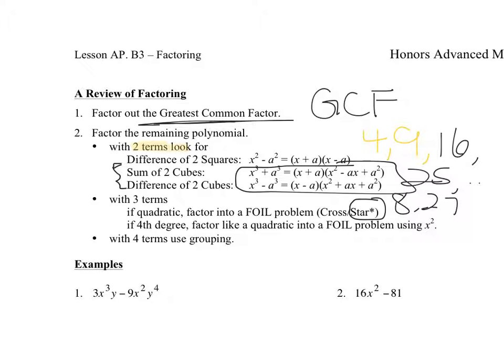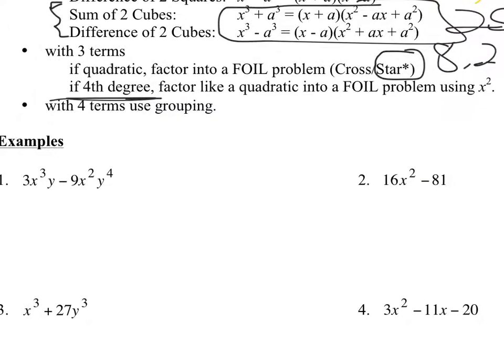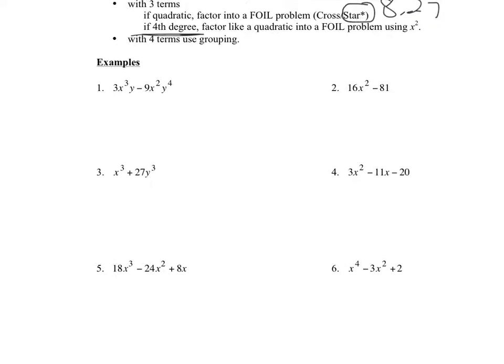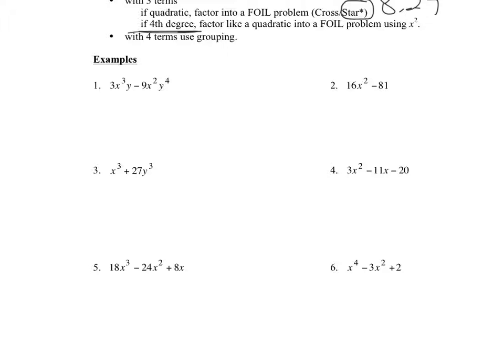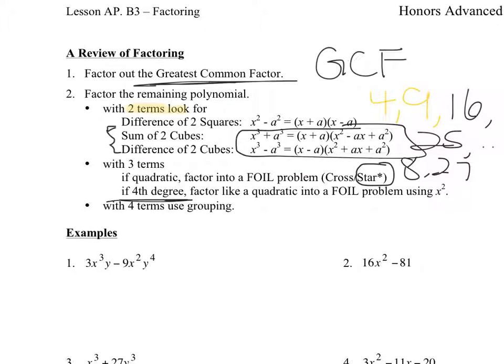Okay. Now, if it's a 4th degree polynomial, do you see any 4th degree polynomials coming up? Where's a 4th degree polynomial? Ooh, number 6. See how that's to the 4th power? Then you're going to factor it, but you're going to use x squared. You know, like when you start to factor like that, instead of x and x, you're going to do x squared and finish it. Okay?